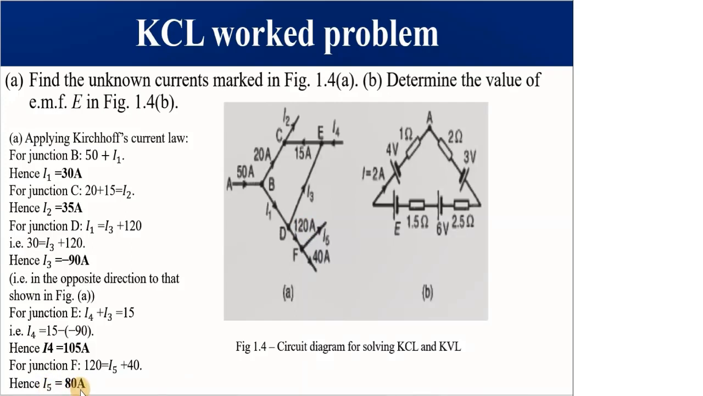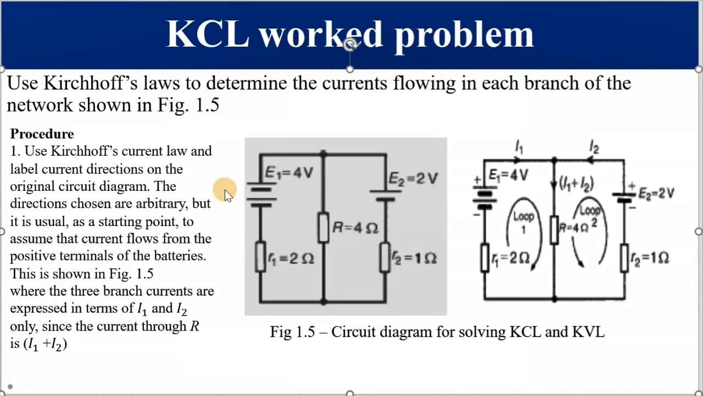So guys, this is how you solve Kirchhoff's current law problems. A current flowing towards a junction is equal to current flowing away from that same junction. Another problem on Kirchhoff's current law.